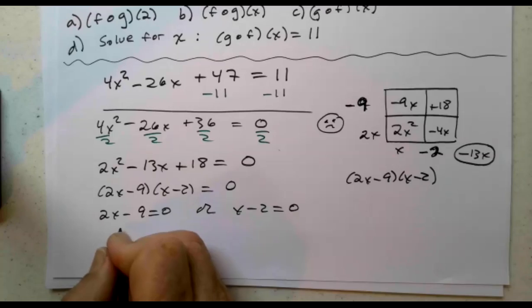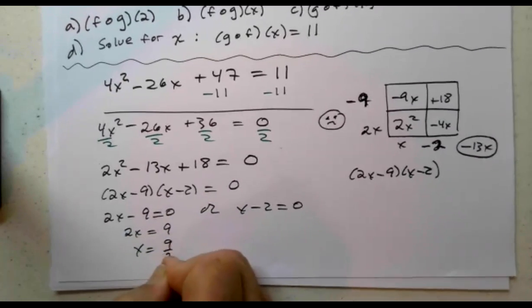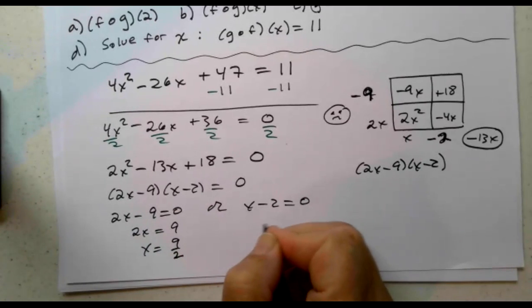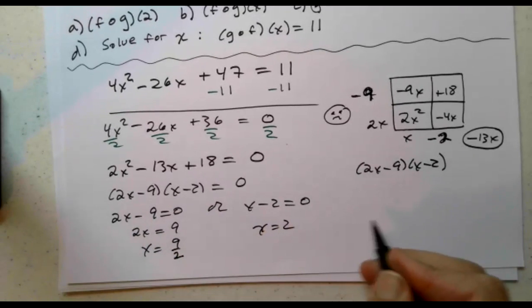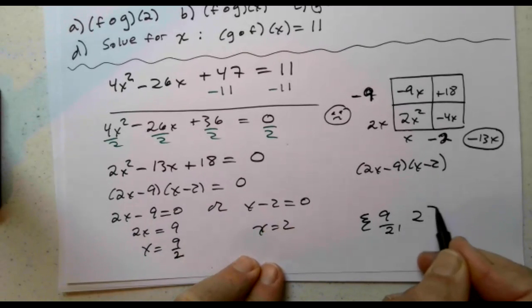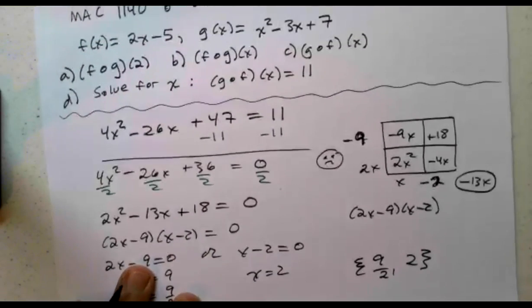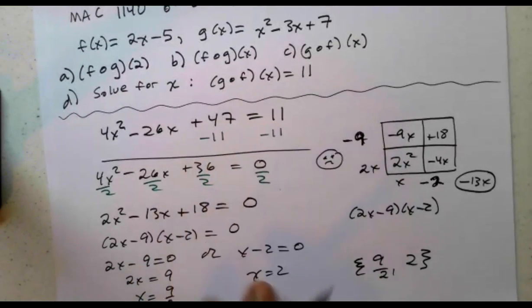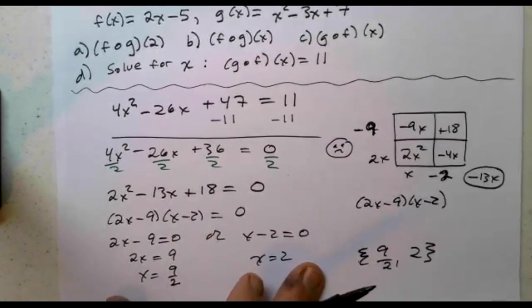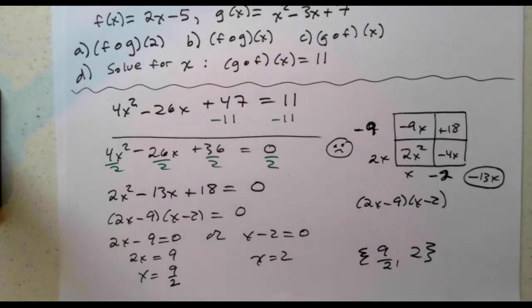So continuing here, adding 9 to both sides, 2x is 9, divide by 2. x is 9/2. Over on this side, add 2, x is 2. So I believe my answers are 9/2 and 2. Now let's make sure we understand the question. The question was, when was g circle f of x equal to 11? So when was this thing equal to 11?